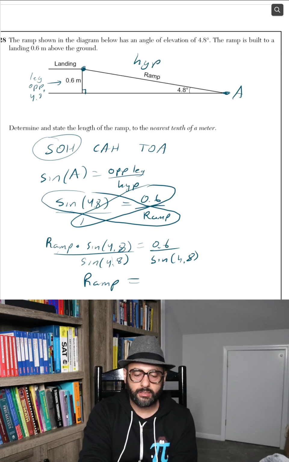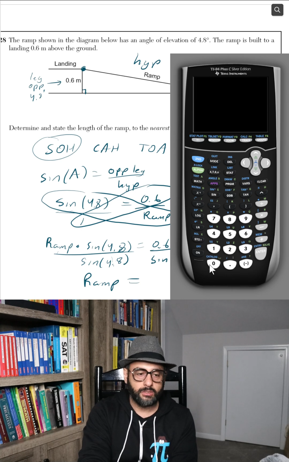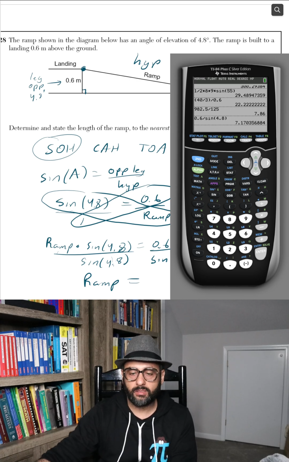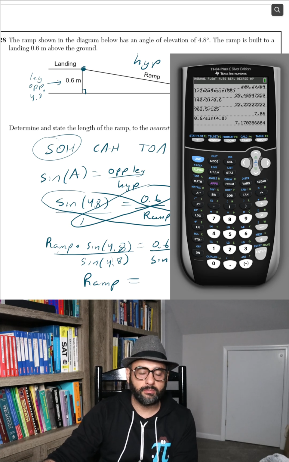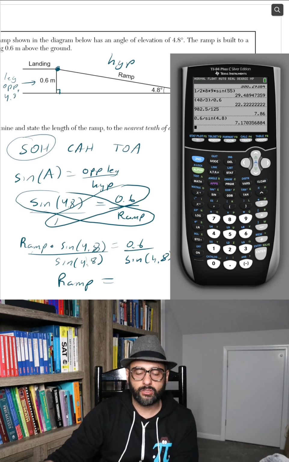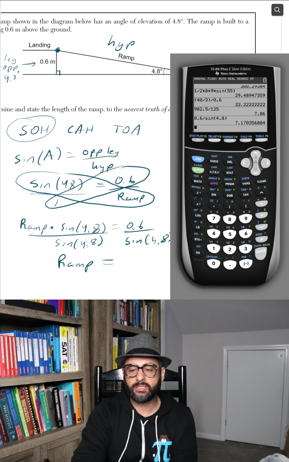Let's see what the calculator says. 0.6 divided by sine of 4.8. And I got 7, and this is where the muscle memory that I told you about before is going to matter. So this is where I said that I write all the digits and then round.